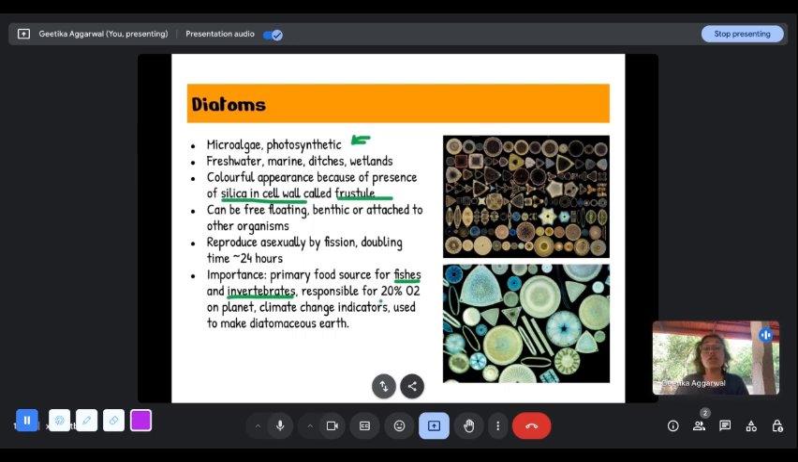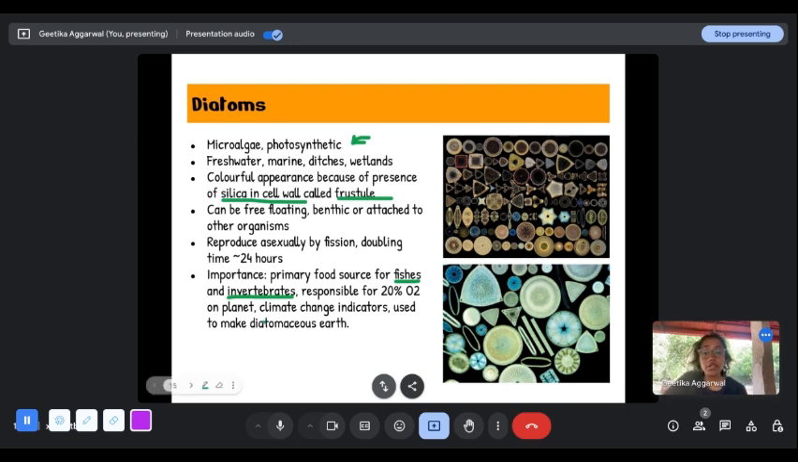They're responsible for about 20% of the oxygen present on the planet because these diatoms are present in huge quantities in the ocean. So a lot of them process a lot of carbon dioxide and release a lot of oxygen. So not all oxygen comes from plants and from trees. A lot of it also comes from diatoms.